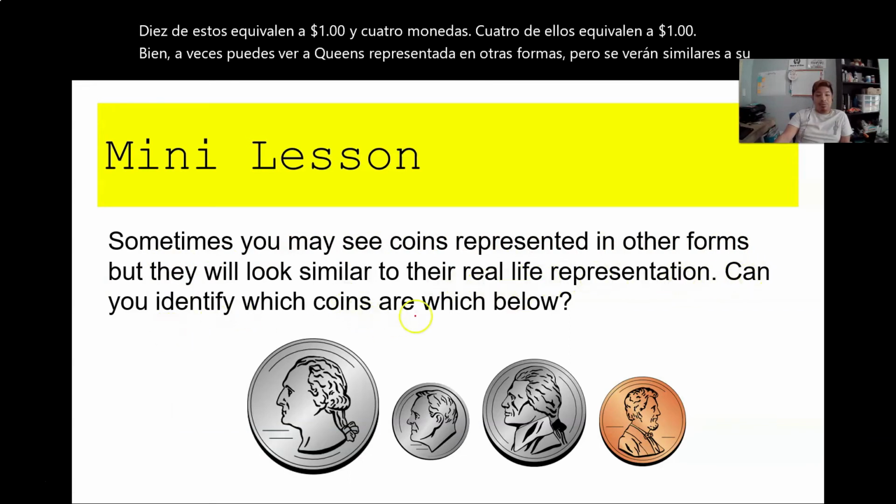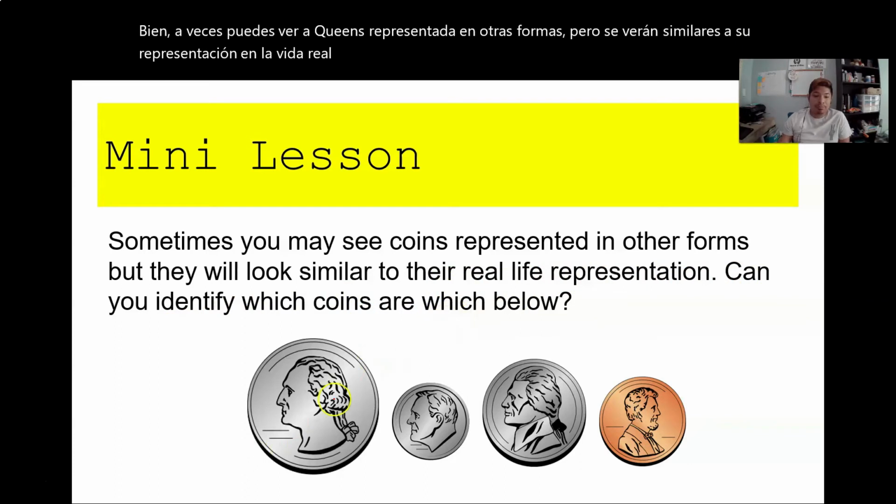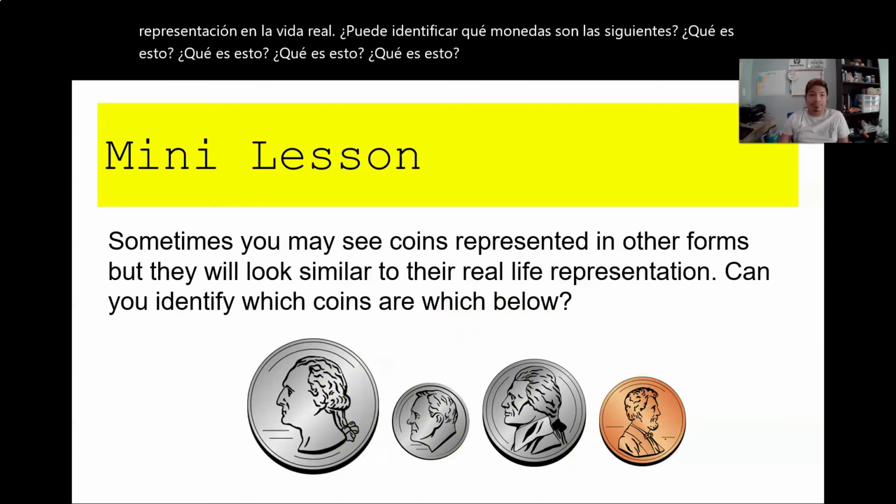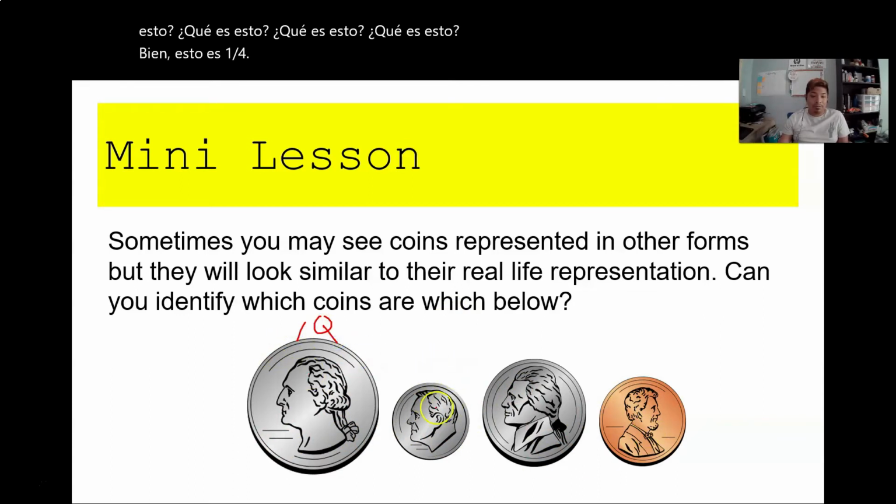Can you identify which coins are which below? So what is this? What is this? What is this? And what is this? Good. This is a quarter. What is this? Good. A dime. What is this? Nickel. Good. And what is this? Penny. Good.